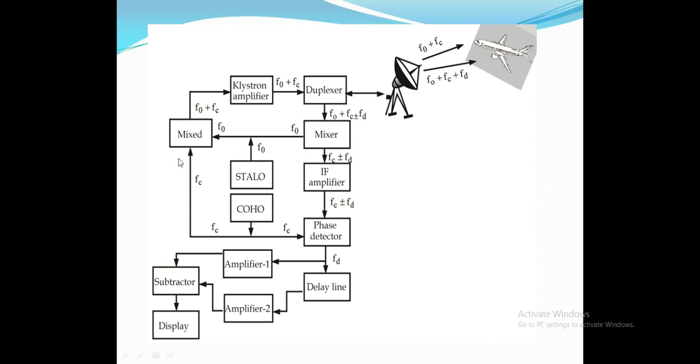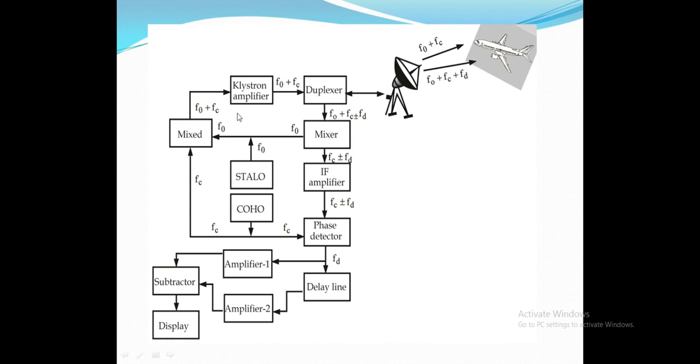Okay, here the received echo signal, that is F naught plus Fc plus or minus Fd, and the STALO output F naught are then passed through this mixer to produce a difference frequency, that is Fc plus or minus Fd. So the mixer 2 output is Fc plus or minus Fd. The inputs of mixer 2 are F naught and F naught plus Fc plus or minus Fd.